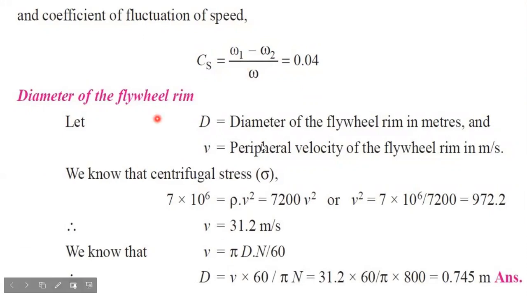D is the diameter of the flywheel and V is the peripheral velocity. We know the relation between the stress and the peripheral velocity: sigma is equal to rho V square. The sigma value we know, the rho value is the given data, and the velocity we need to calculate. So we can easily calculate the peripheral velocity as 31.2 meter per second. Peripheral velocity is equal to pi d n by 60, a formula we saw earlier. Here we know the velocity and the speed, and the only unknown is the diameter. Keep the diameter on the left hand side and take everything to the right hand side, and you can easily calculate the diameter as 0.745 meter.